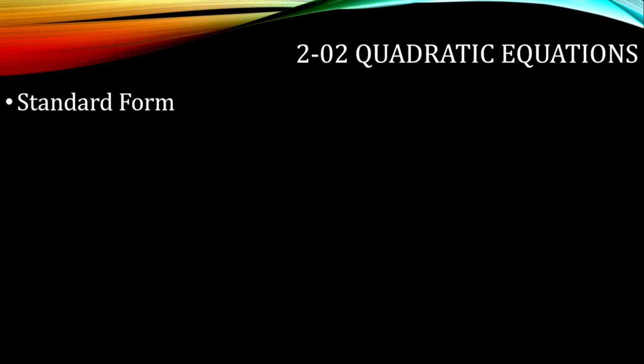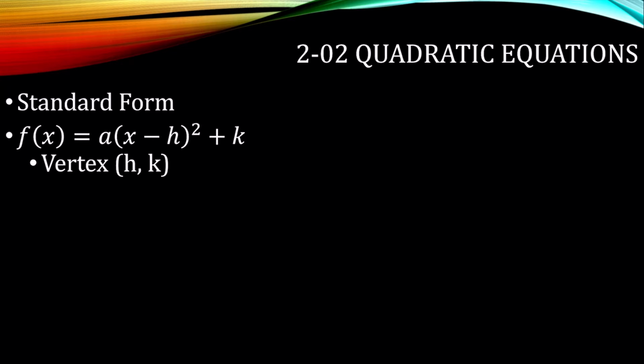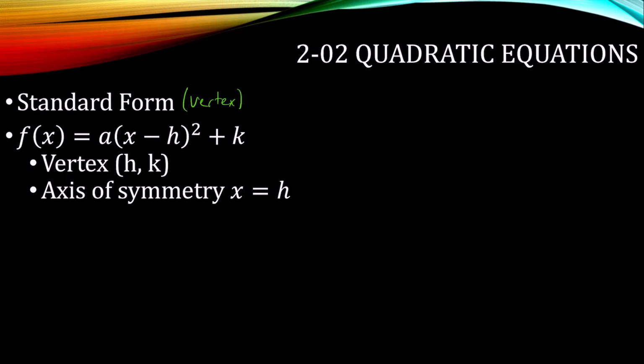We have a couple common forms for quadratic equations. The two most common are the standard form, f of x equals a(x minus h) squared plus k, where the vertex is (h, k). So this is sometimes called vertex form. And the axis of symmetry goes through the vertex, and it's vertical, so it's a vertical line through there, so it's the x value, so it's x equals h.